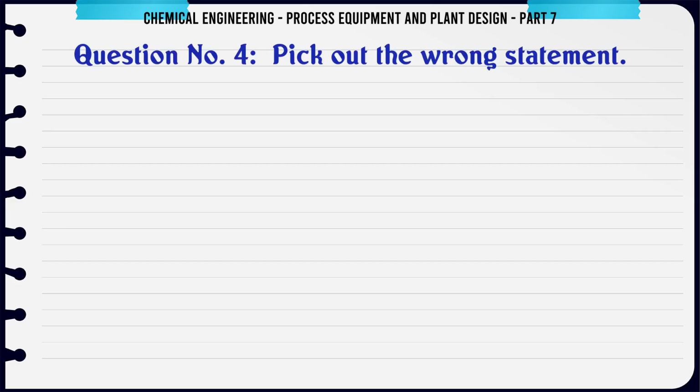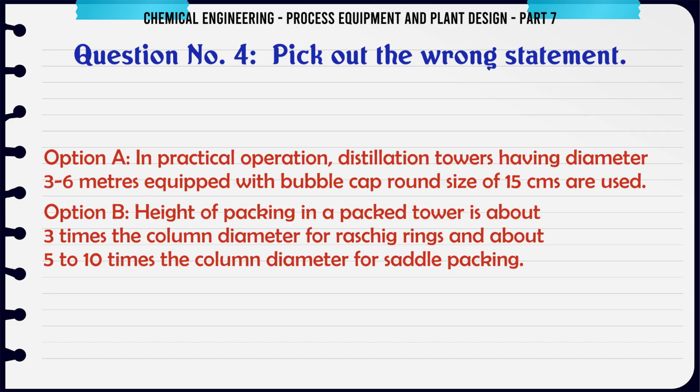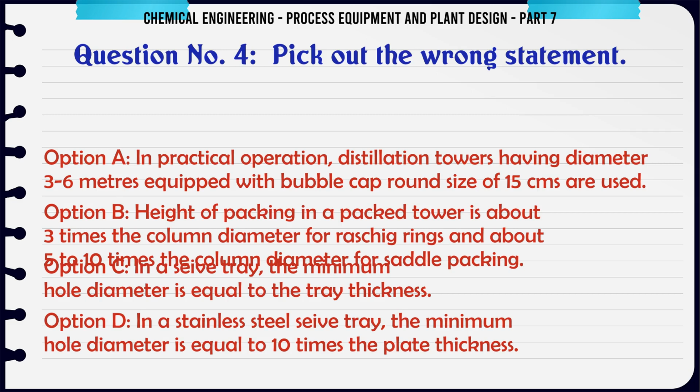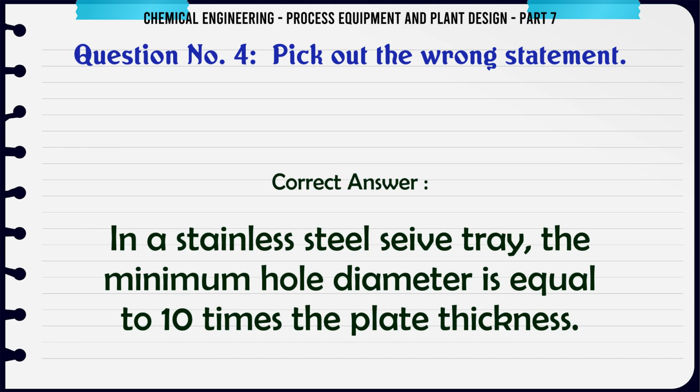Pick out the wrong statement. A. In practical operation, distillation towers having diameter 3-6 meters equipped with bubble cap riser size of 15 cm are used. B. Height of packing in a packed tower is about 3 times the column diameter for Raschig rings and about 5 to 10 times the column diameter for saddle packing. C. In a sieve tray the minimum hole diameter is equal to the tray thickness. D. In a stainless steel sieve tray the minimum hole diameter is equal to 10 times the plate thickness. The correct answer is D.